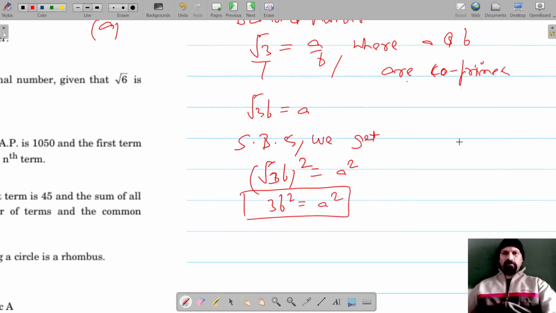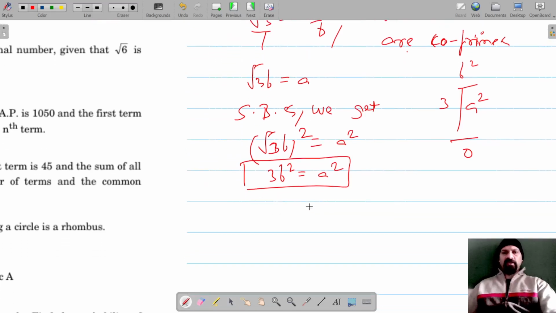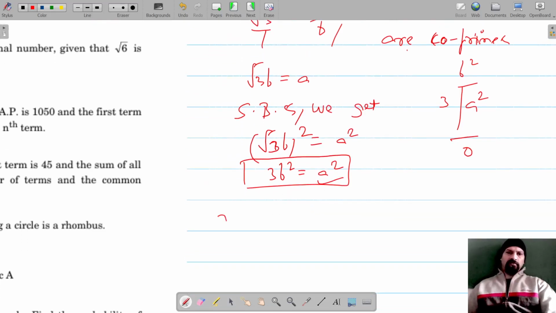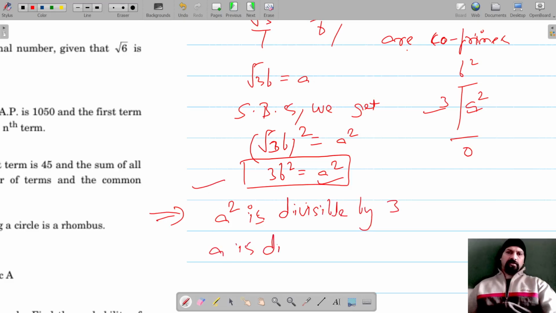So 3b square is equal to a square means that a square is divided by 3, where b square is the quotient and remainder is 0. So that means a square is divisible by 3. Now a square is divisible by 3, which is prime, so that means a is divisible by 3. Let this be equation 1.